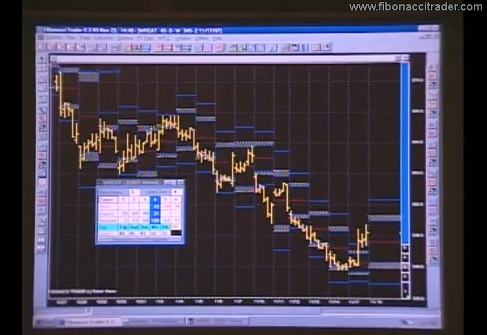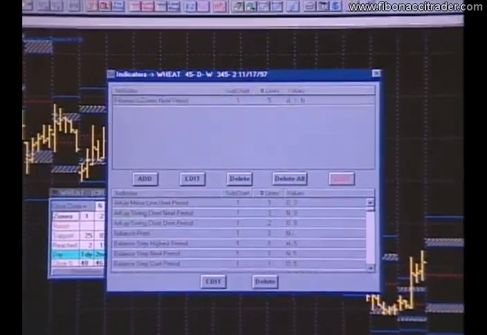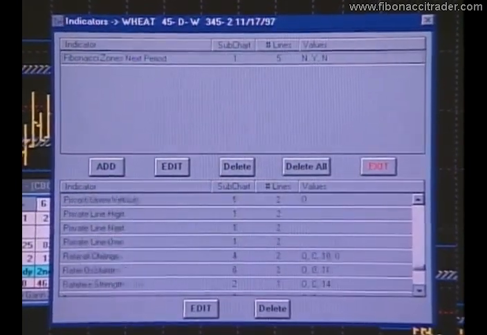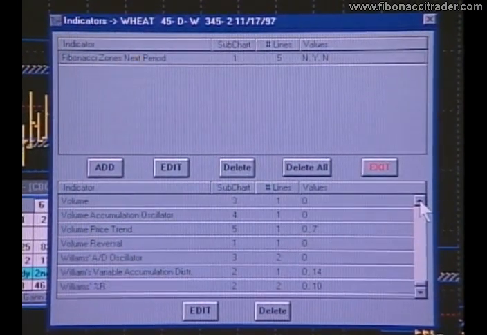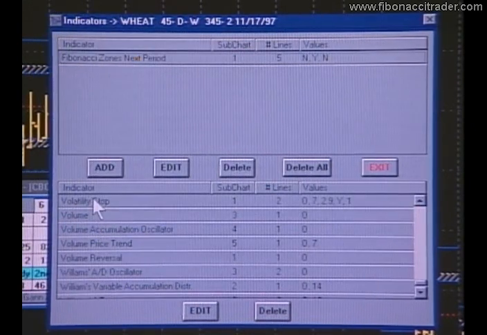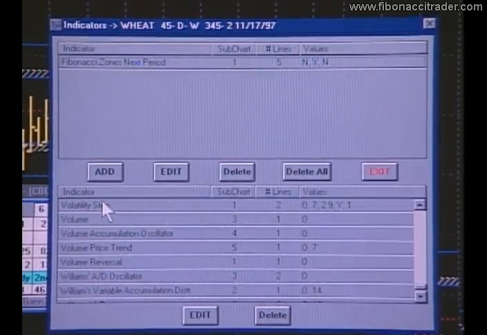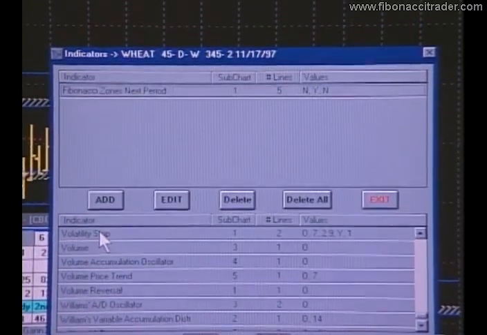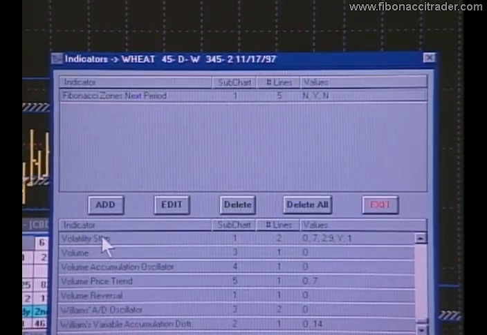We go into indicators. And from indicators, you go down to the volatility stop. That's the volatility stop here. Okay? At the moment, it is set for the recommended number by various programs or books that are out there.